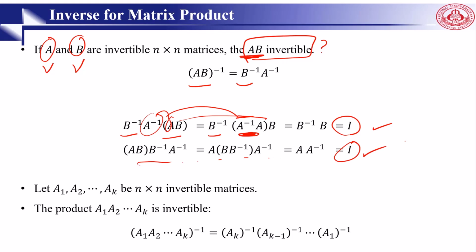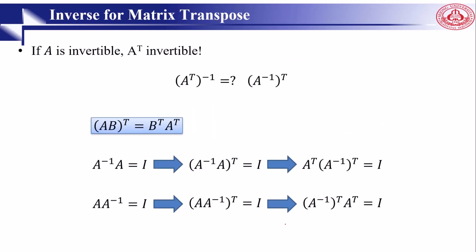Then we consider a chain of matrices like A1, A2, A3, up to Ak. If you have k matrices, and all of them are square and all are invertible, then the product of them is invertible as well.